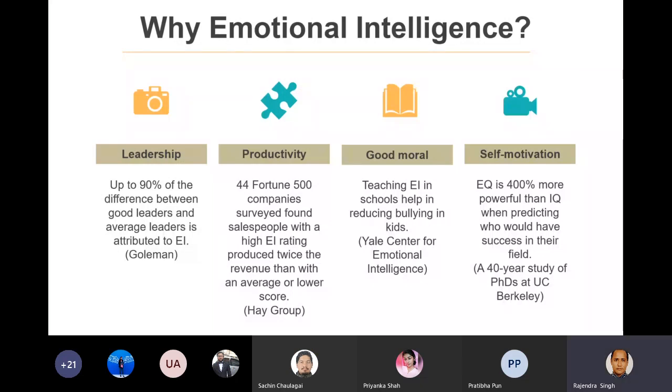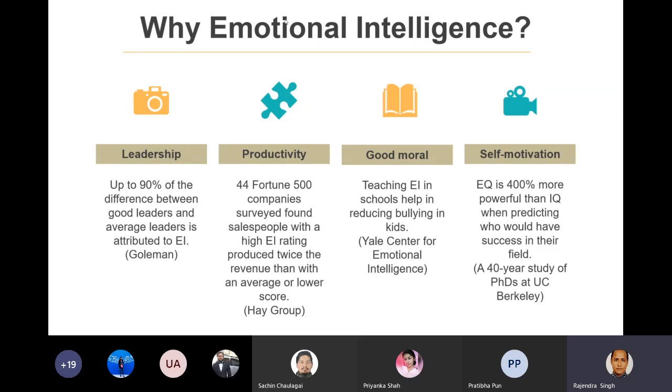Another example here. A study was done on 44 Fortune 500 companies. So these are big multinational companies. They found that the difference between the average salespeople and the good salespeople, who were able to generate twice the revenue, has to do with their level of emotional intelligence. Salespeople with high emotional intelligence were able to connect with other people and therefore generate higher revenue for the company. That research was done by Hay Group, right?